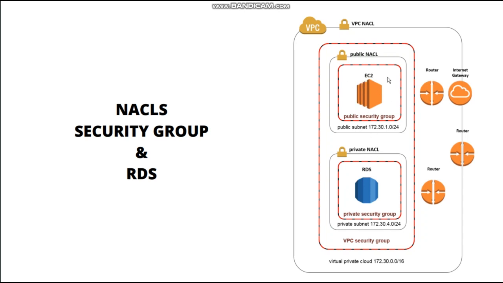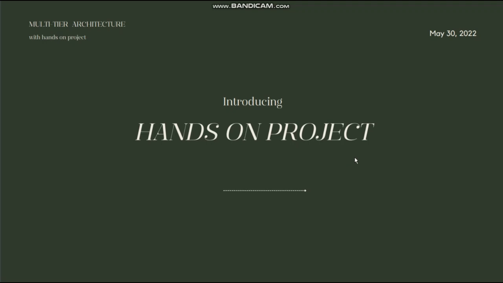By default, all traffic is denied in a security group. And security groups deal with instances. Now your RDS just stores your database. That's what it does. It's always in a private subnet. So that's it. So that's what you need to know.